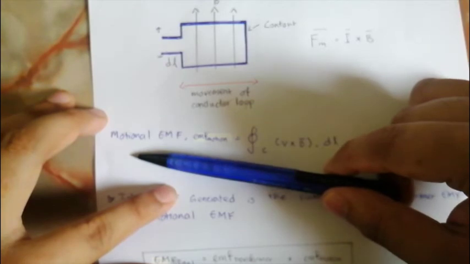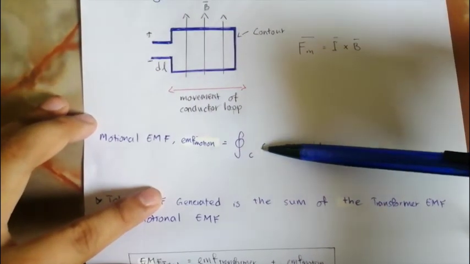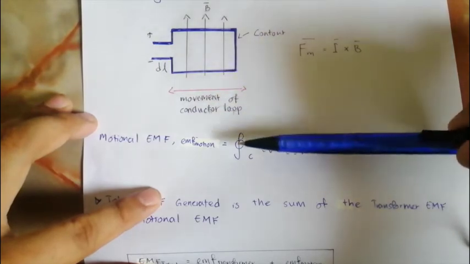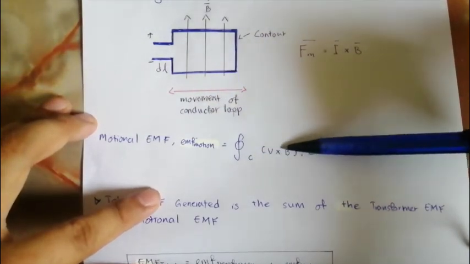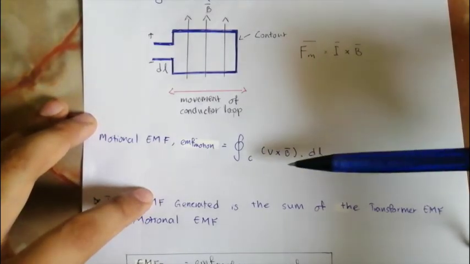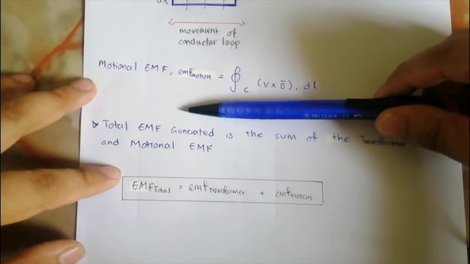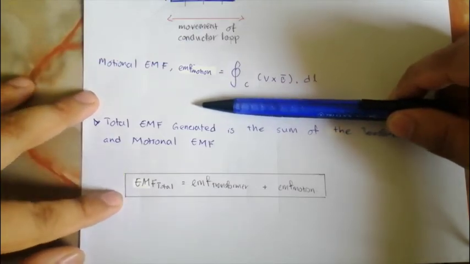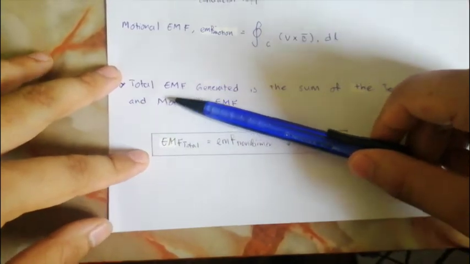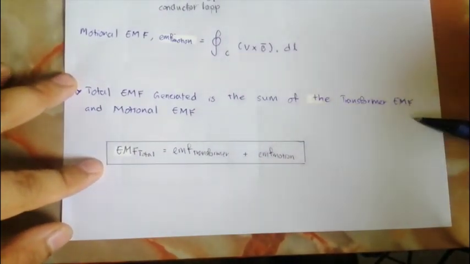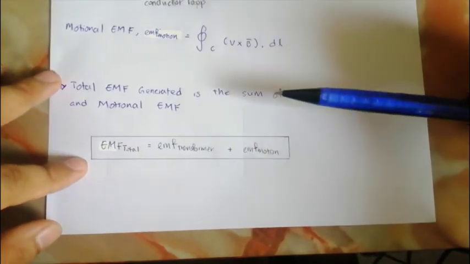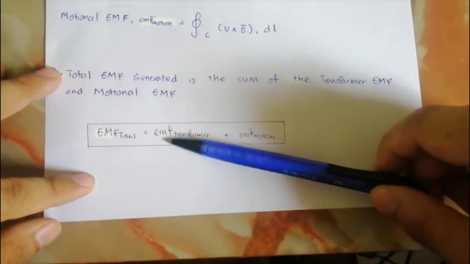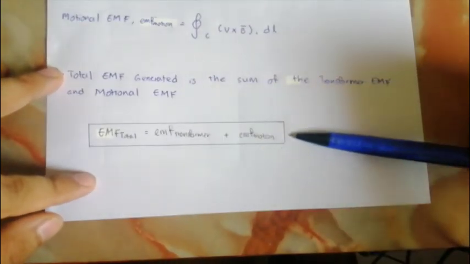It can be shown that motional EMF is equal to the integral around the contour of the moving conductor loop of the velocity times the magnetic flux density dot dl. In real life, the generation of EMF always involves motional EMF and transformer EMF at the same time. So the total EMF generated is the sum of the transformer EMF and the motional EMF.